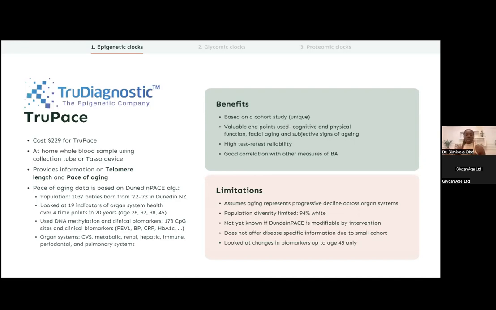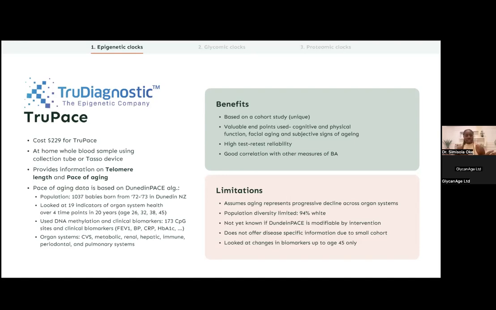based on the model. Now, the pace of aging data is based on the Dunedin pace study, which created an algorithm. This algorithm was based on a population of 1,037 babies born between 1972 and 1973. All of them were born in Dunedin, a place in New Zealand, hence the Dunedin pace. They looked at 19 indicators of organ system health, over 4 different time points over 20 years. So they looked at their values at age 26, 32, 38, and 45.